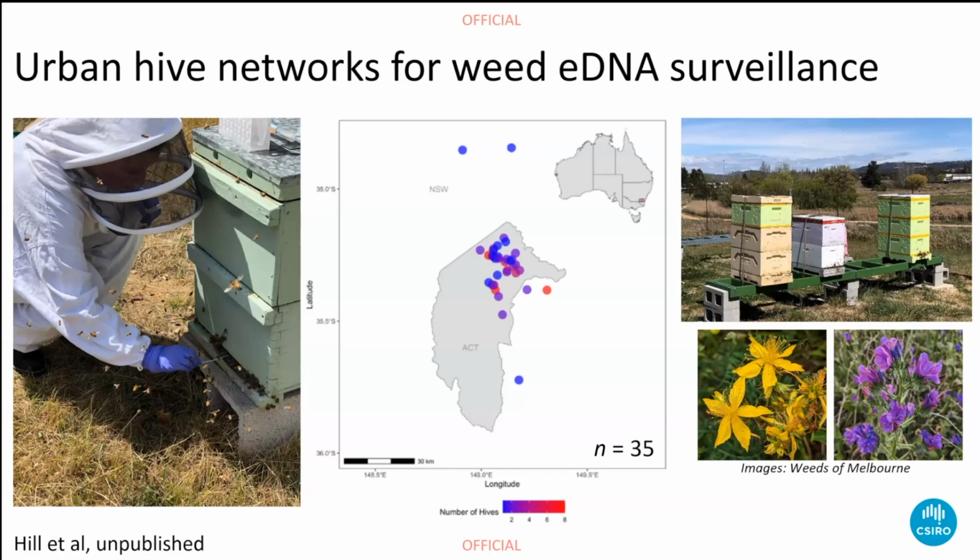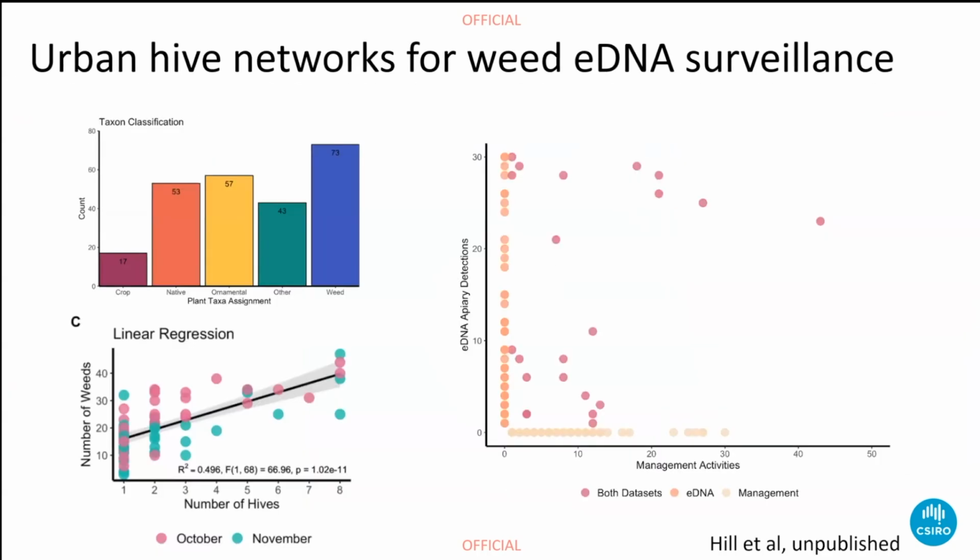So we're still analysing this data, but some of the initial findings are that the hive eDNA data was detecting a large number of weed species. We're finding several weeds of significance. Another result is that we're able to get some understanding of the correlation between the number of hives sampled and the number of weeds. The more hives we sample, the greater the number of weeds detected. Again, just highlighting that not every hive at a location is going to be foraging on the same things.